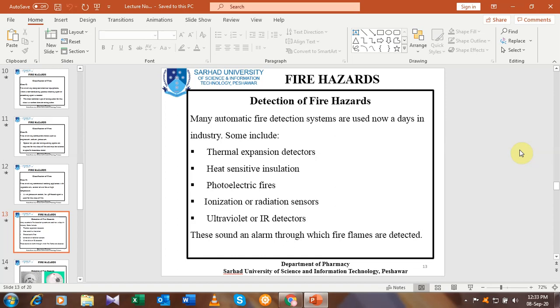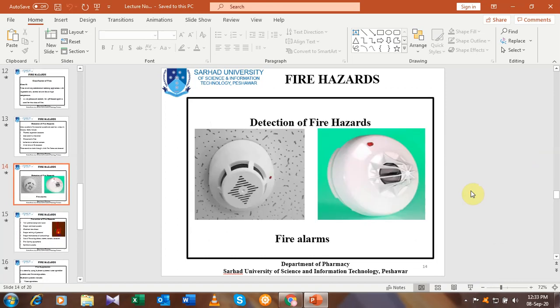This sounds an alarm in case of fire. Through the alarm, fire flames are detected in the relevant area and proper action should be taken in order to control the fire hazard in the area where the sensor has detected the fire flame by sound alarm. Also shown in the figure are the different types of fire alarm.